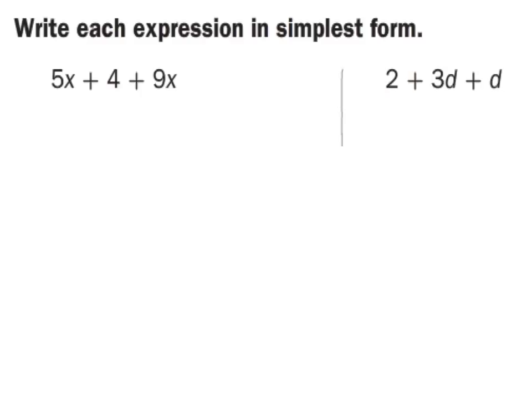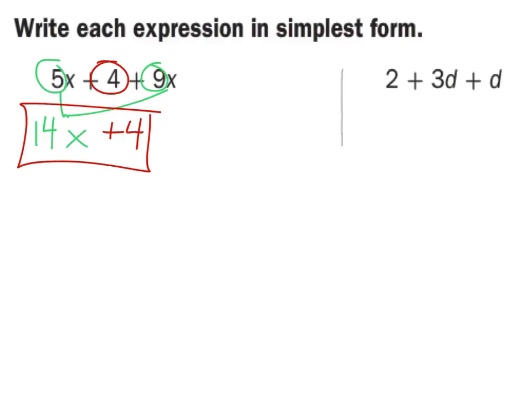Alright, so let's write these expressions in simplest form. So notice here we have an x and there we have an x, right? So if we combine those x's, how many x's would we have? Well, here we have 5 and 9, so if we combine those, you'd have 14 x's. Now, there's no other constants to combine with this 4, so this is just 14x plus 4. That's our final expression. That is simplified.